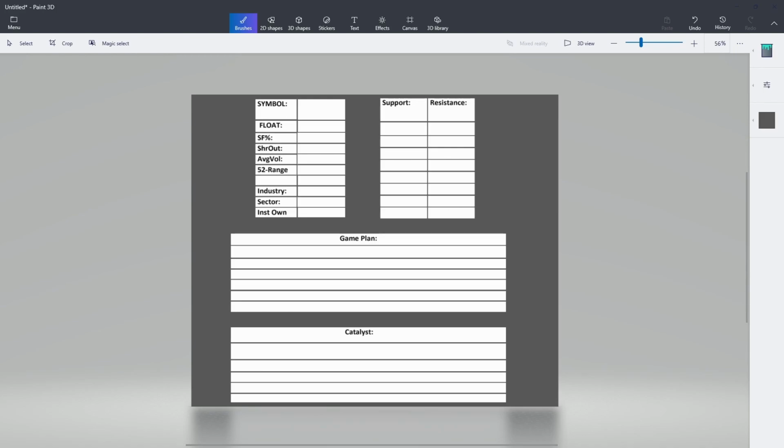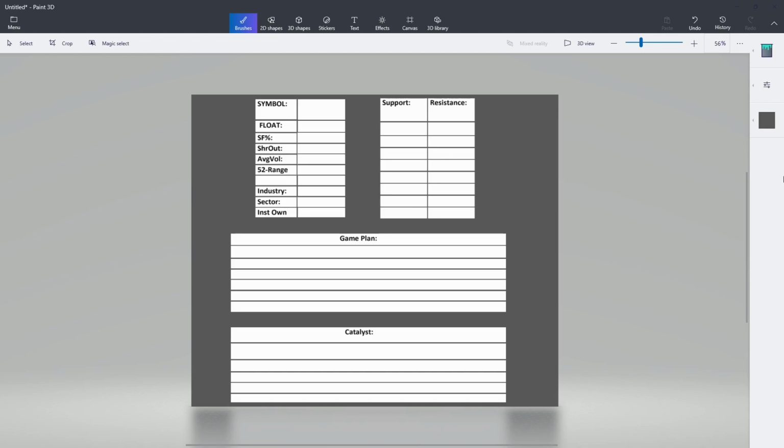So every morning pre-market, what I would do, pull this up. You could either do this on Paint 3D or you could do it in Microsoft Word. You can add whatever you wanted. If you wanted to track beta or average true range, for example, you could input all of that in here if you wanted. This is just to get you guys started. So let's put together a trading plan and how I would go about filling this out.